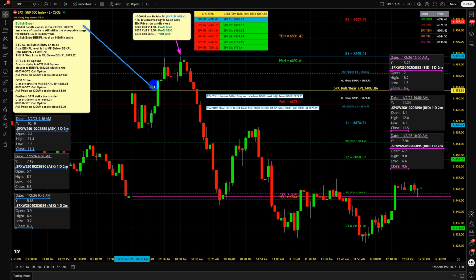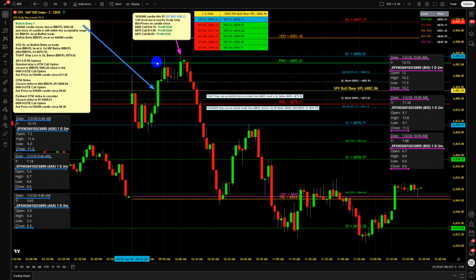So on this 9:46 a.m. candle, it closes above the bull bear key price level, and it is still within the acceptable range for a bullish trade off the bull bear key price level. Your tight stop loss on this trade is going to be the QL below the BBKPL. Your standard stop loss is going to be the first midpoint below the bull bear KPL on this bullish trade.